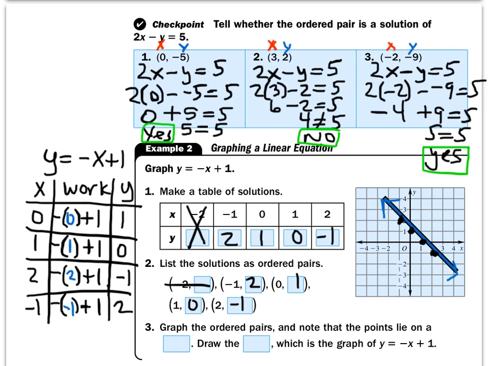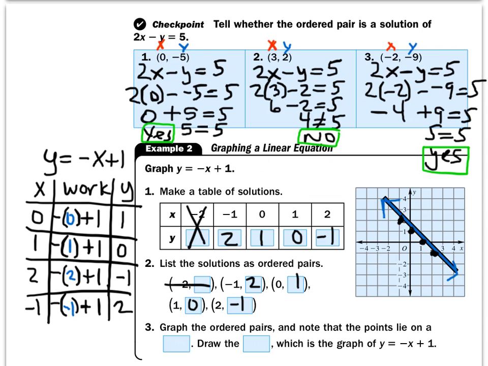And then we're going to put a negative 2 in for x, and negative 9 in for y. So I have 2 times negative 2 minus a negative 9. Does that equal 5? Well, 2 times negative 2 gives me negative 4, and then the minus a negative 9 becomes a big giant plus 9. Negative 4 plus 9 makes 5, and 5 does equal 5, so yes, that is a solution to the equation.